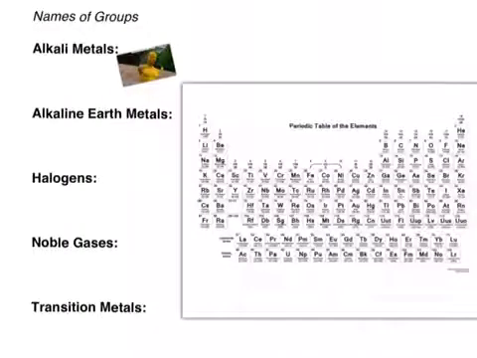This is our current version of the periodic table, and you'll notice it looks very similar to the one Mendeleev presented, but it is rotated 90 degrees from the way he presented it. So first we're going to talk about the groups in the periodic table, and a group is essentially a column.